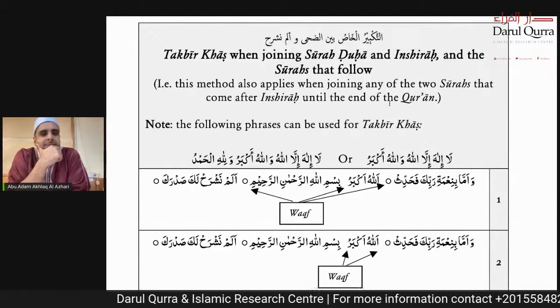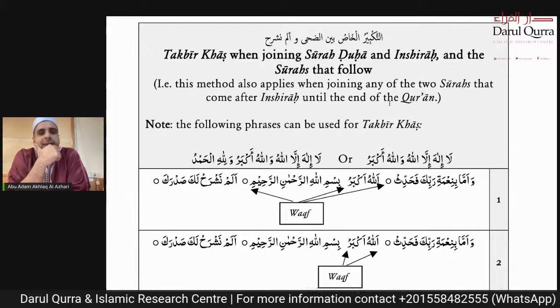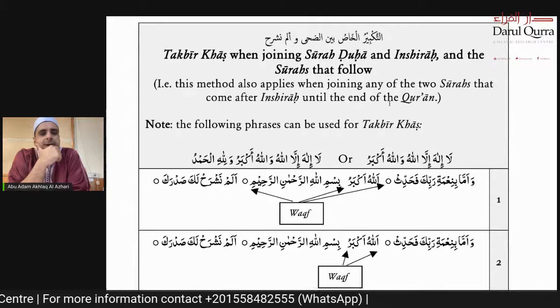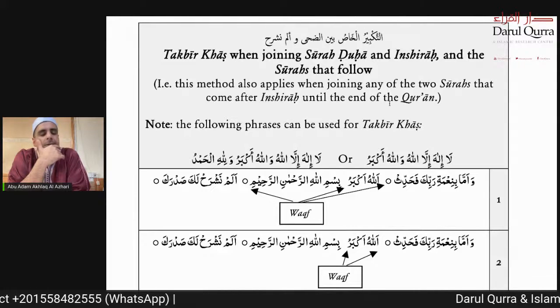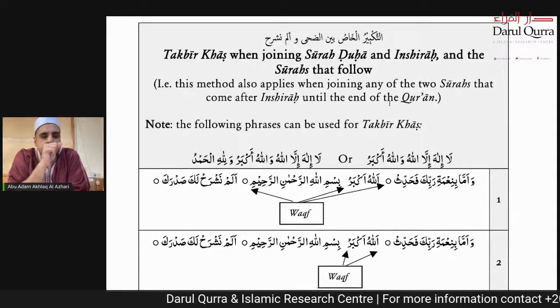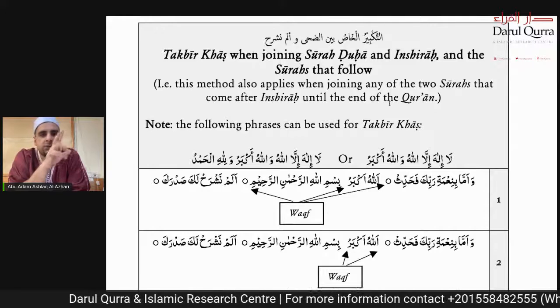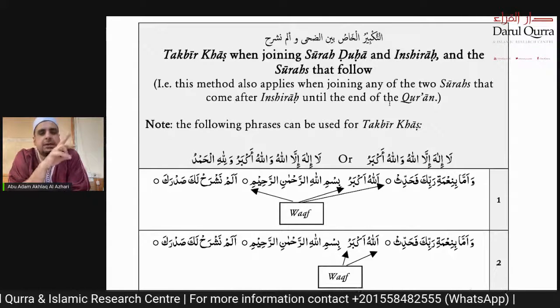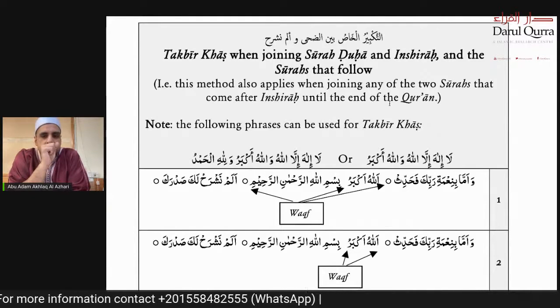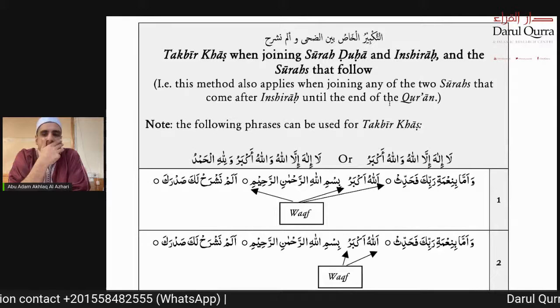This method also applies when joining any of the two surah that come after Inshirah until the end of the Quran. So any two surah. It could be you're joining, for example, Inshirah and Surah At-Teen, Teen and Alaq. So any two surah you're joining.